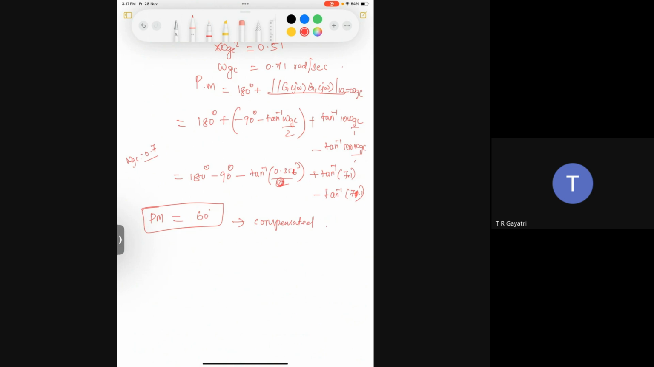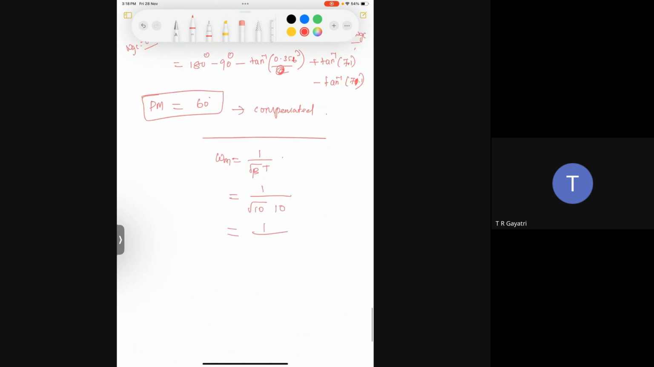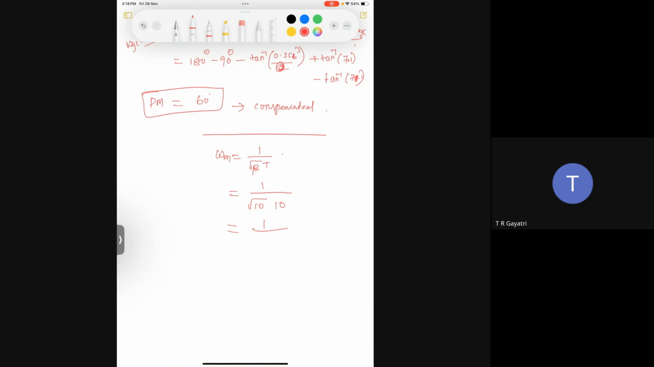Okay, and the last question: the frequency at which the maximum phase lead occurs. We used the dip in the bode plot to find it, right? Now we can use this formula straight away: 1 by root of beta into T. Beta they have given is 10, T is also 10. So it will be 10 root 10. How much is it? Root 10 it is. Root 5 into root 2, better I will separate. 0.03. Okay, that's it.